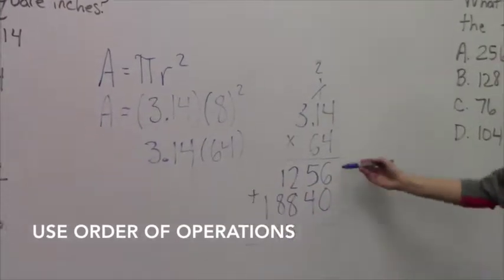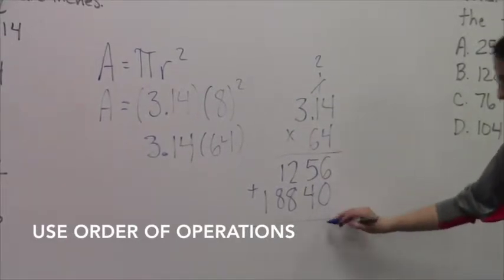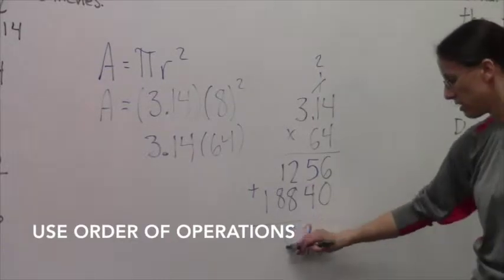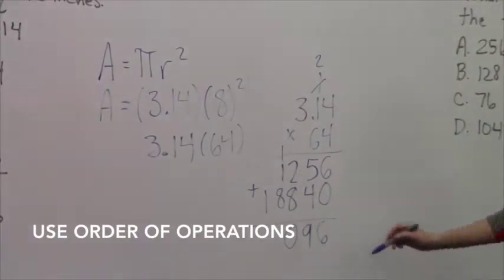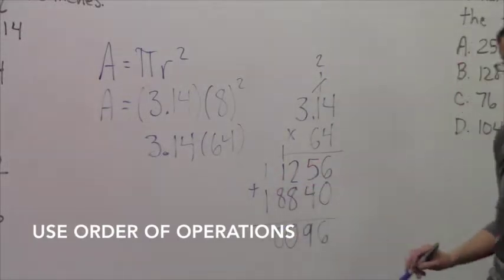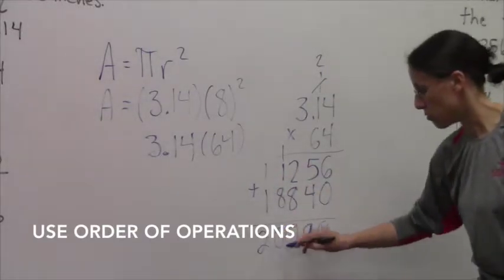Now my final step is to add these numbers. So I do 6 and 0 is 6. 5 and 4 makes 9. 2 and 8 makes 10. I'll carry my 1. 1 plus 1 plus 8 is also 10. 1 plus 1 gives me 2.